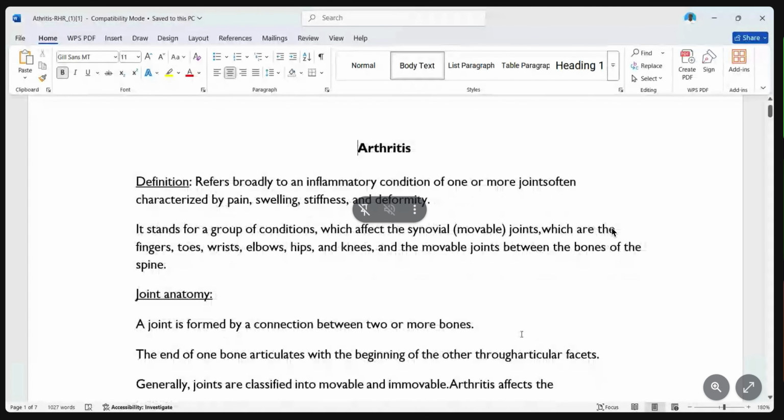So I will use a Word document for my presentation today. Are you able to see? Arthritis is starting with definition.